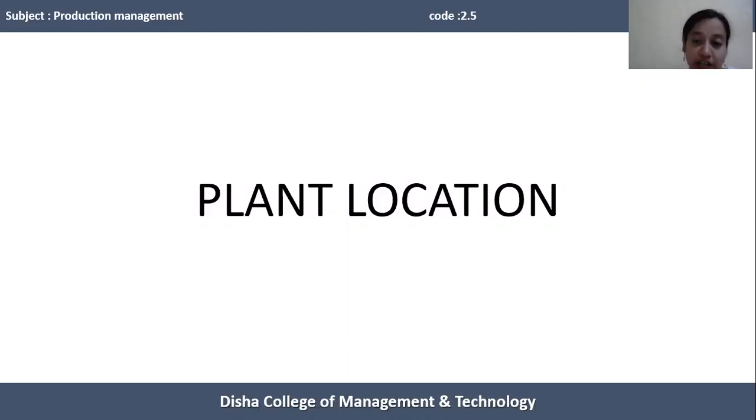Next, location. A location is a place or an area. Next comes plant location. Plant location is the identification of an area or location where the plant should be located. Hence, it is a process of making a decision related to identifying an area where the plant should be operated, where actual production takes place. This decision is a very crucial one.